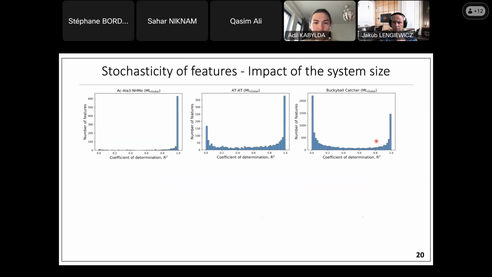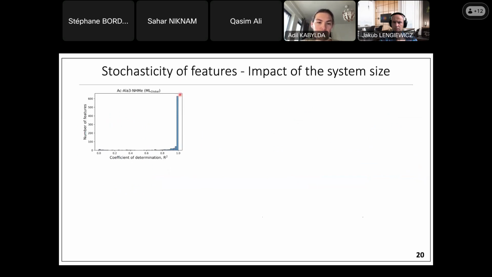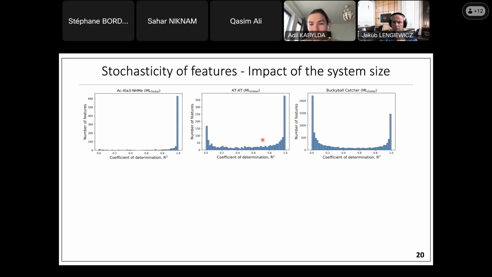And what we saw in the global model of the small molecules, such as tetrapeptide, here we have the coefficient of determination for each feature, and here we have the number of features, so just a histogram. So in the tetrapeptide, almost all of the features are linear, and you see it's a big last bar here and a long tail. But when you look at larger and larger molecules, you can see that there's more and more stochasticity in the regional global descriptor.